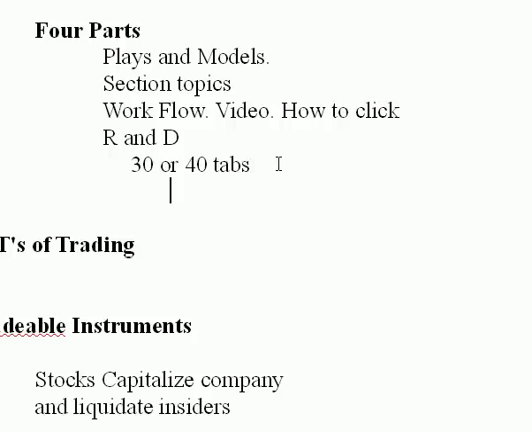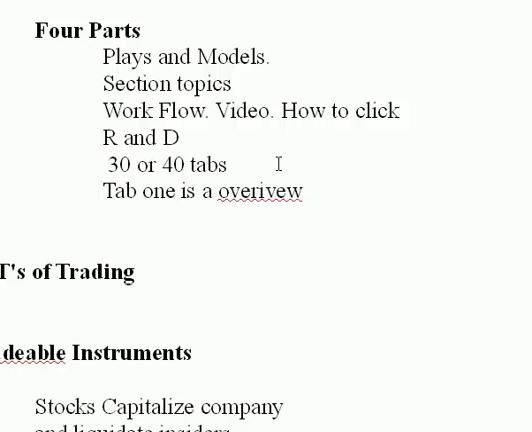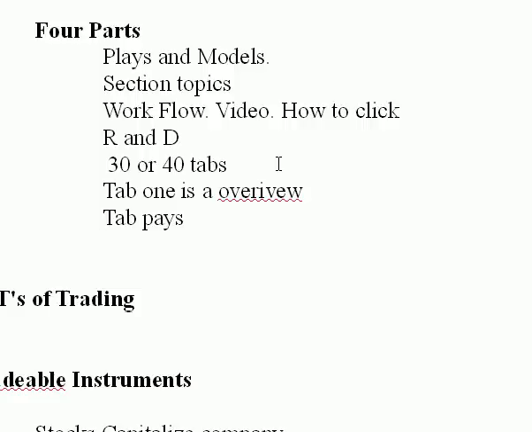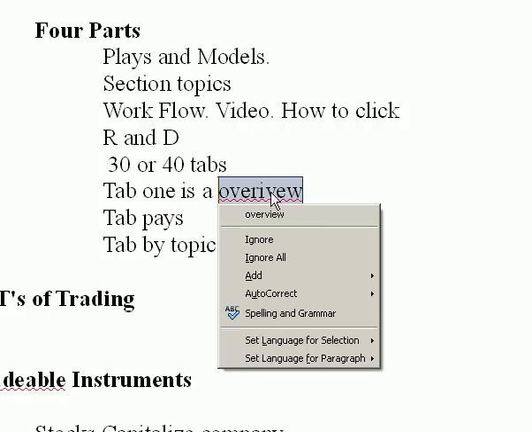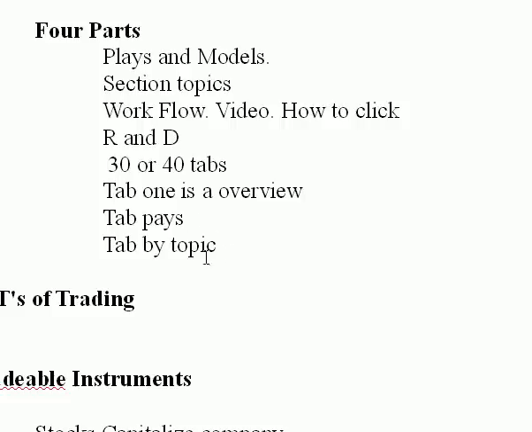Tab one would be an overview, an overview of the market. Tab two would be plays. The second set would be tabs by topic, and they're laid out inside here. You can break these down. Some people break them up by patterns, instruments, other ways. I just lay them out by topics down here. And the last one is R&D. And the workflow is usually videos.